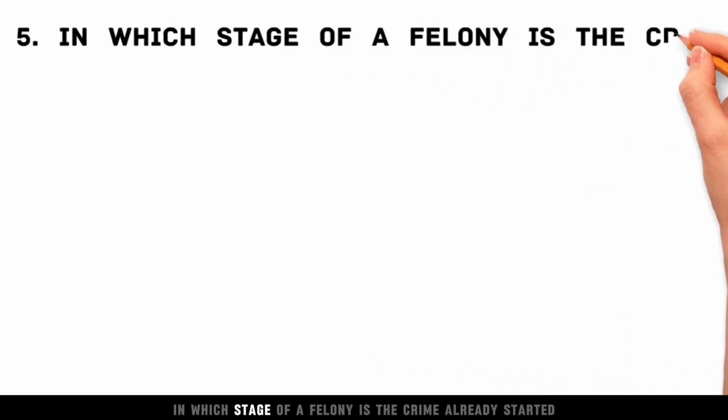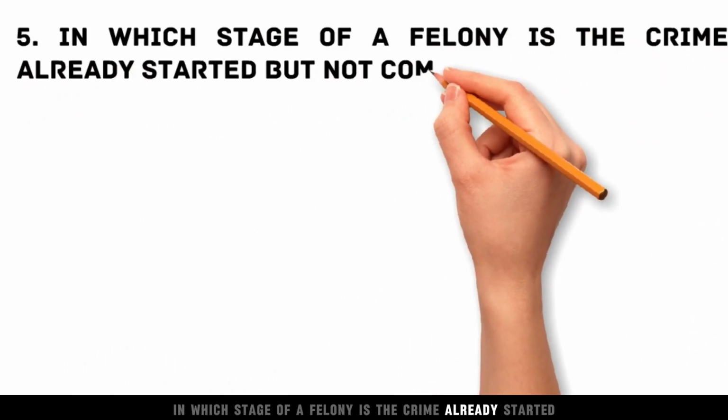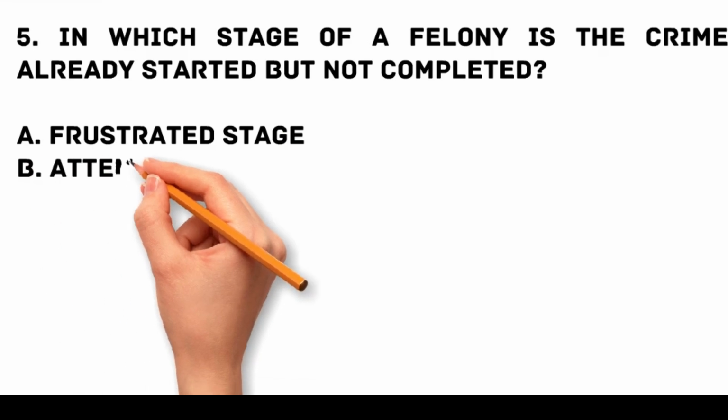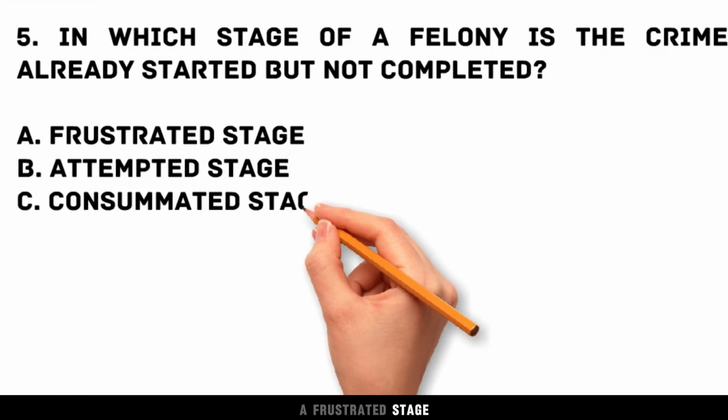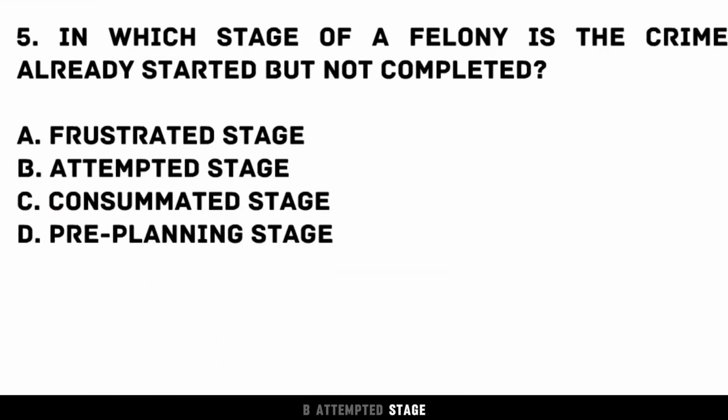5. In which stage of a felony is the crime already started but not completed? A. Frustrated stage. B. Attempted stage. C. Consummated stage. D. Pre-planning stage.